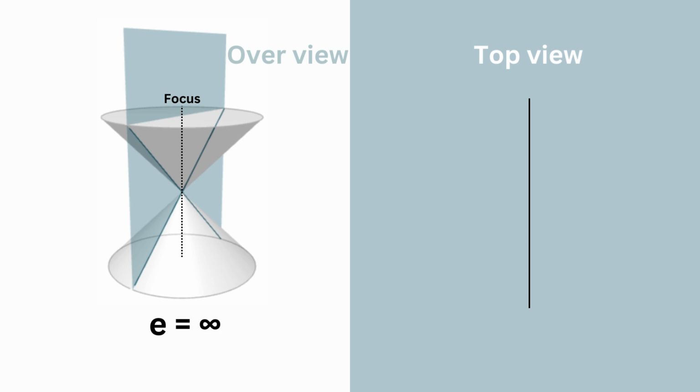As eccentricity goes to infinity, we get a degenerate hyperbola, which is two lines of the cone crossing each other.